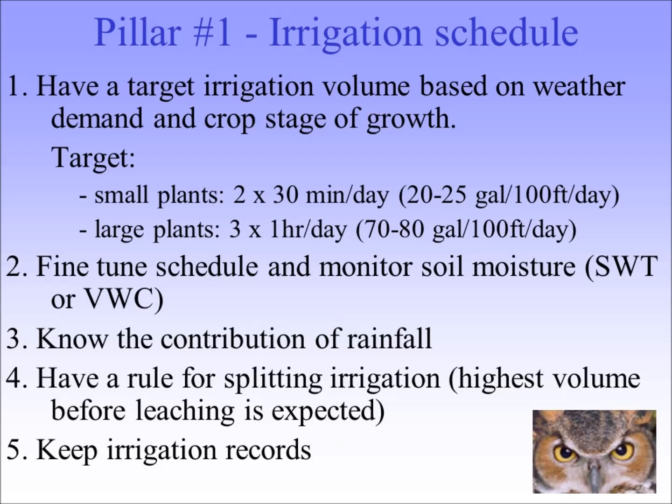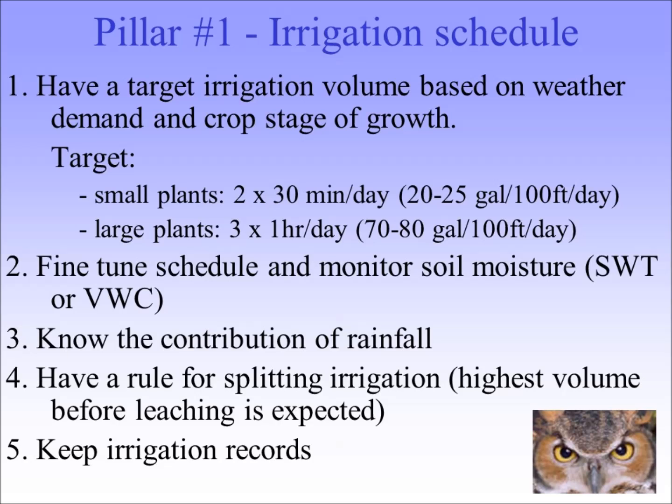All right, I've put down the general components of an irrigation schedule: have a target irrigation volume, fine-tune based on soil moisture measurement, and know the contribution of rainfall. Sometimes it's obvious if it's bare ground or if you have plastic. Sometimes you're going to have a spodic layer, and the water table is going to go up. So know what the contribution of the rainfall is.